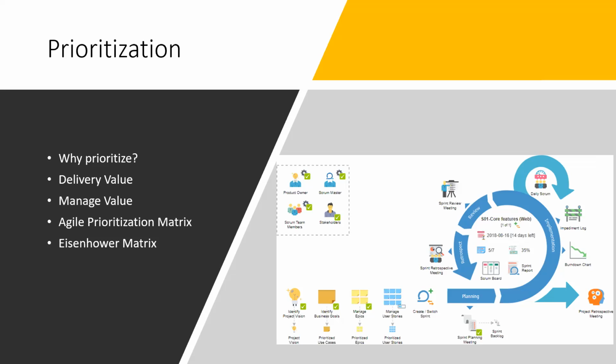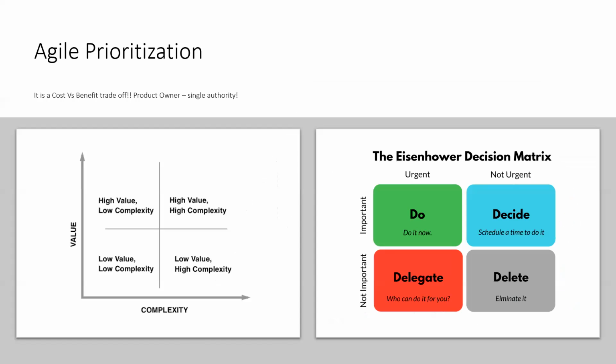So if you see, I have 2 points here: Agile Prioritization Matrix and Eisenhower Matrix. These are not techniques, but these two form the basis of anything to do with Agile. But also remember, even in your life, this is what will help you in achieving your goals as soon as possible.